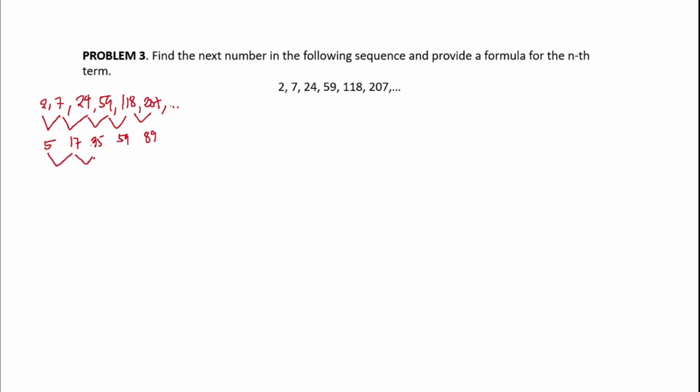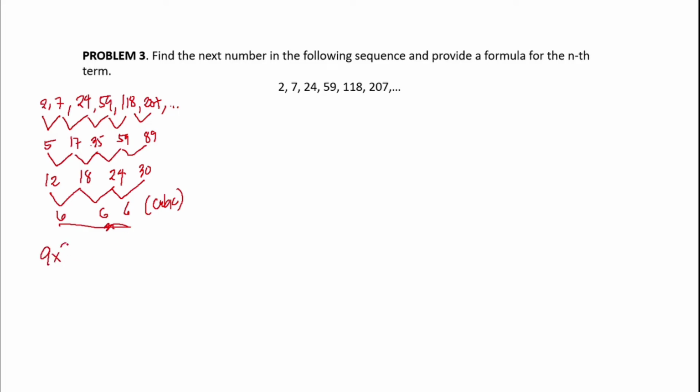Next, we set the second difference because we were not able to get a constant row. So we have here 12, 18, 35 minus 17, yes, 18, 24, 59 minus 35, 24, yes, and this is 30. We still did not find the constant. So let's proceed to the third difference. So therefore we have 6, 6, and 6. So this is cubic because it is in the third difference.